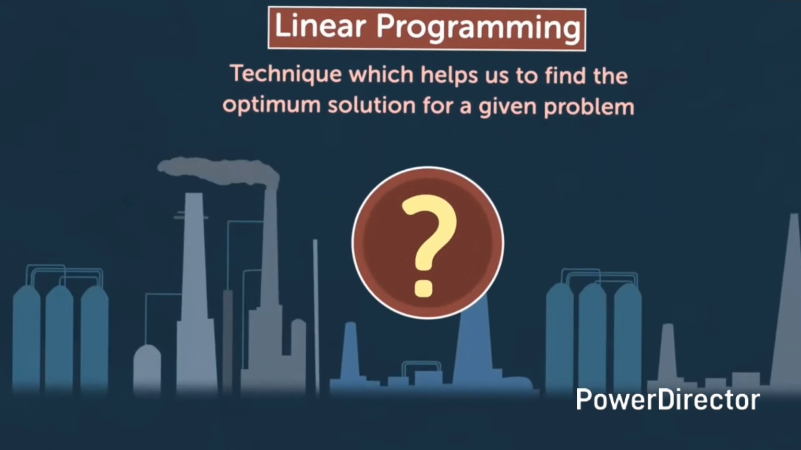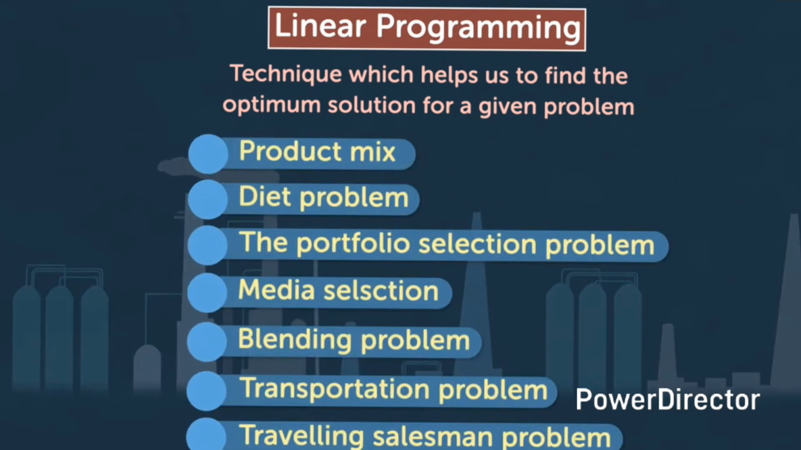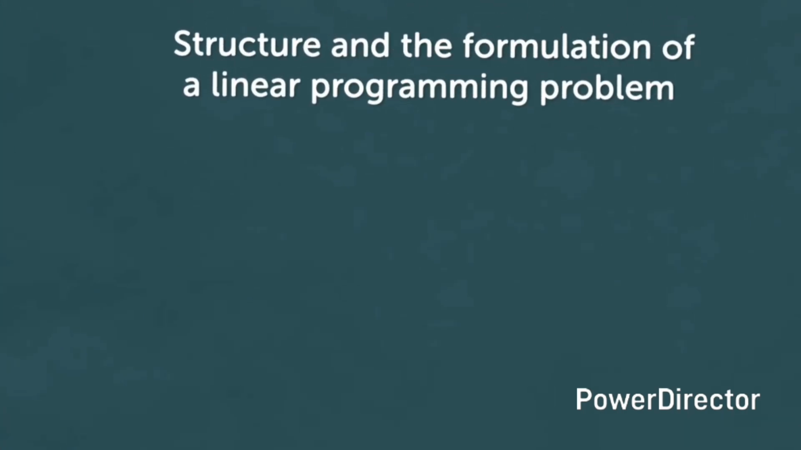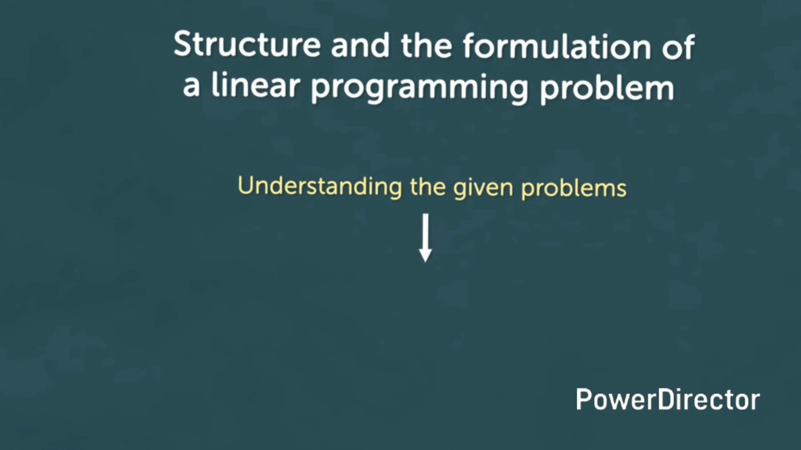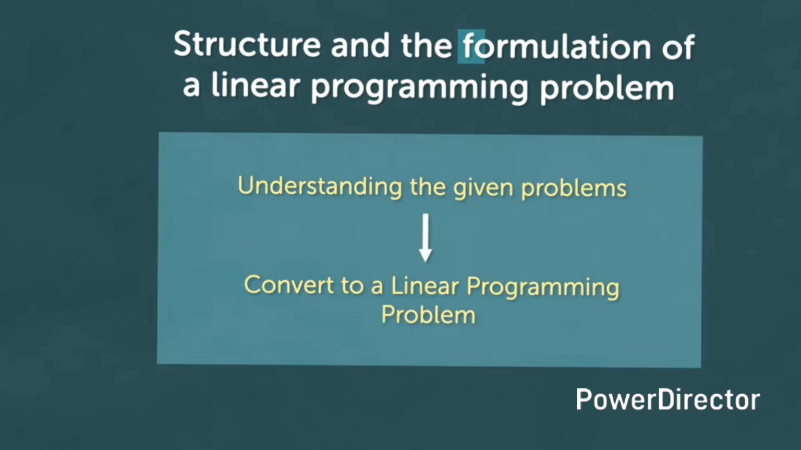Did you know that this technique is widely used in different industries? This list includes different types of linear programming problems. Let's now focus on the structures and the formulation of linear programming problems. We first need to understand the given problem and then identify the basic elements to convert it into a linear programming problem. This process is called the formulation of a linear programming problem.